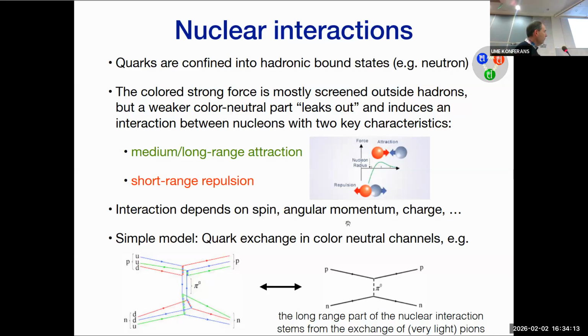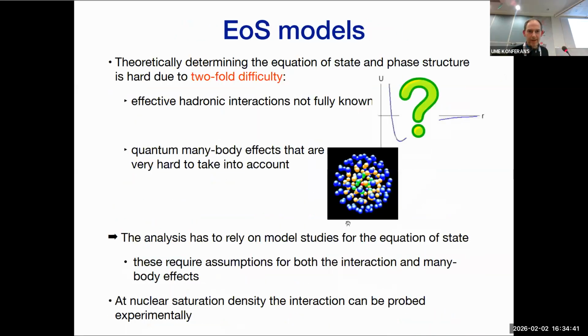And so the long-range part of this, you can somehow describe by exchanging color-neutral bound states, and that would be something we call a meson. Right? Exchange particles in nature are always bosons, and these mesons are bosons. And so the long-range part of the nuclear force, that's something we know, is determined by the exchange of the lightest particle, which is the pion. Okay, so that's one of the few things we really understand.